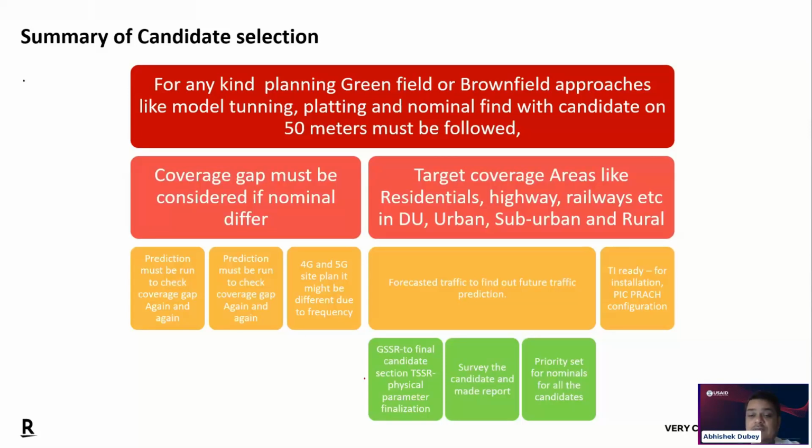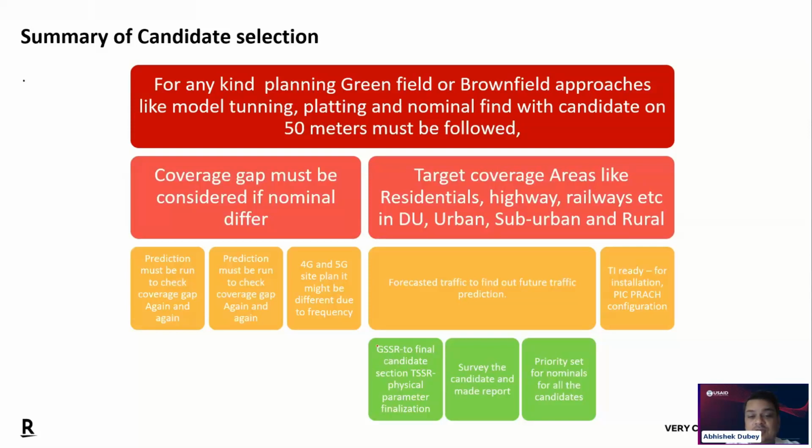And also, forecasted traffic is important to predict the future traffic. Okay, so you have to plan what could be your potential traffic in that area in the next 4 or 5 years, and based on that you will tune your parameters and consider the prediction plot. Okay, once everything is final, you have to go with the GSR to the final candidate selection.